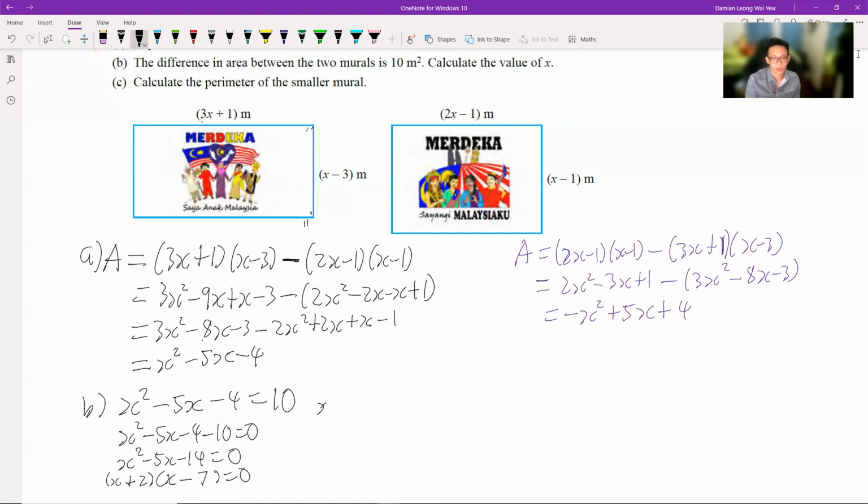Yeah, so it's either x plus 2 is 0 or x minus 7 is 0. Means x is negative 2 or x is 7. X again cannot be negative. Yeah, so it cannot be this.